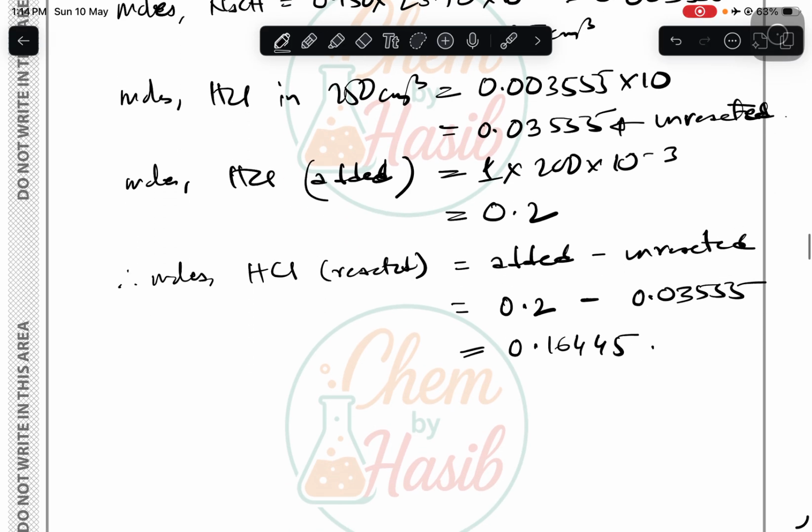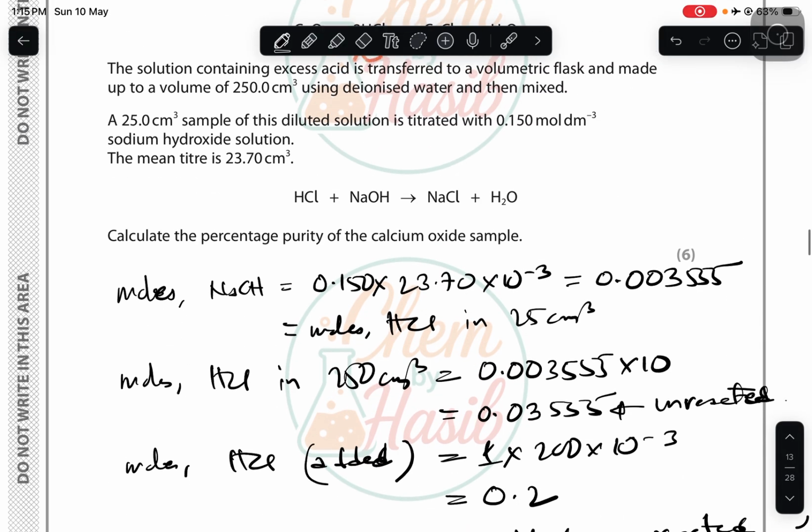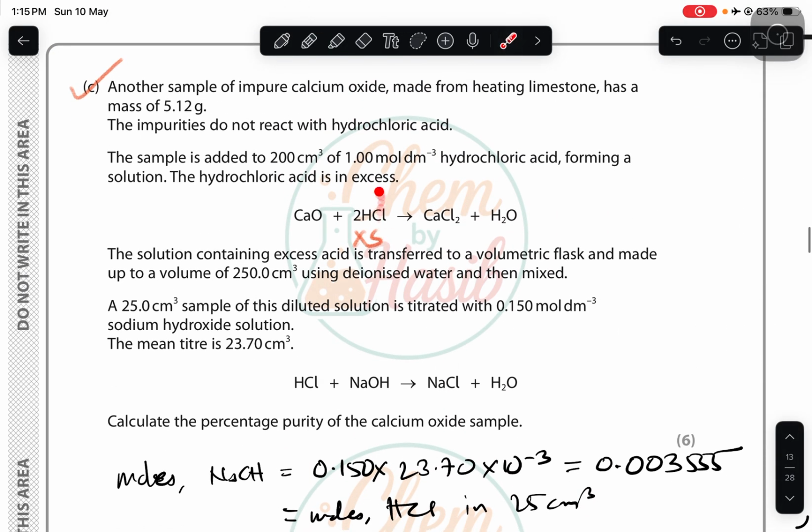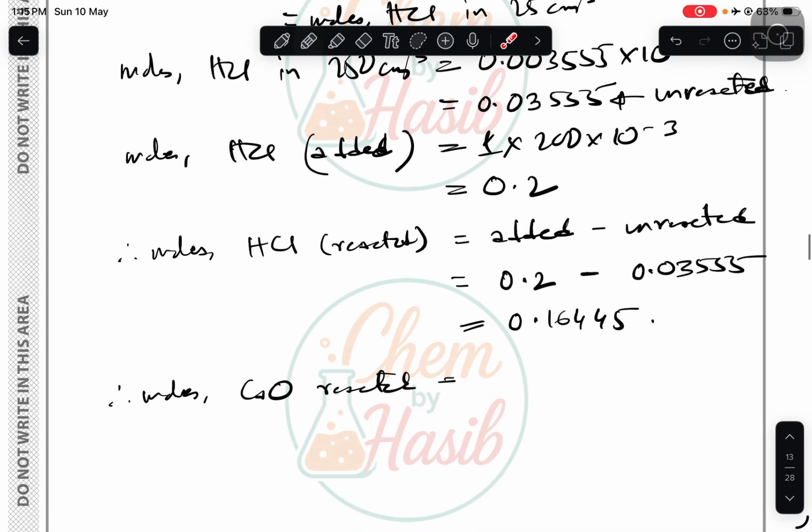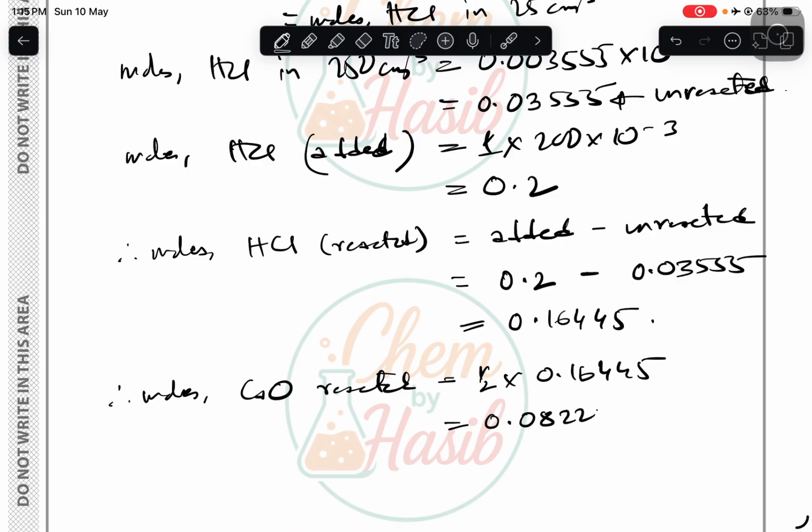Then we find the moles of calcium oxide reacted. Because the mole ratio is 2:1, the moles of calcium oxide reacted would be half multiplied by 0.16445. So this would be divided by 2, which equals 0.082225. That's the moles of calcium oxide reacted.